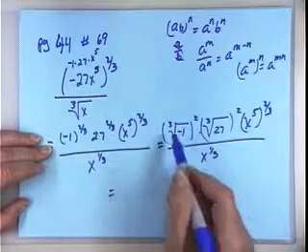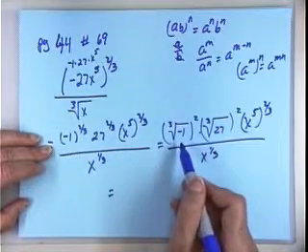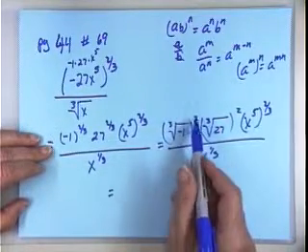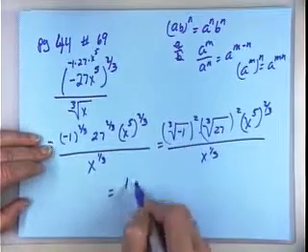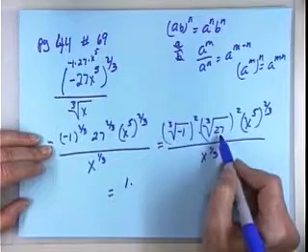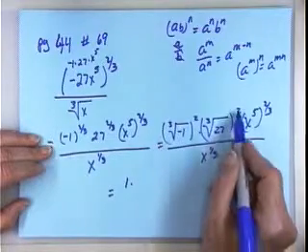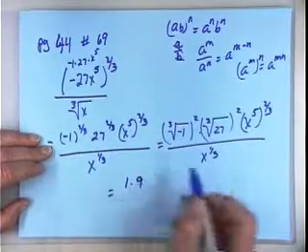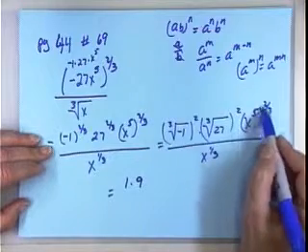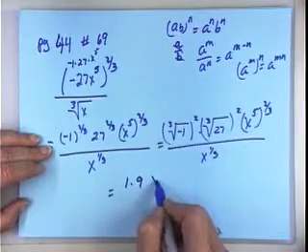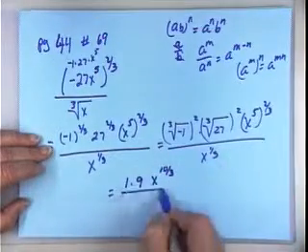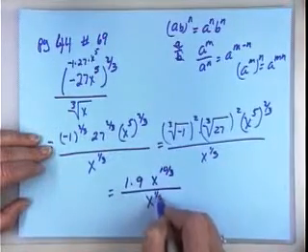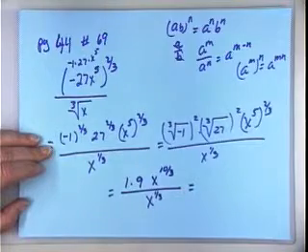All right, here we go. Cube root of negative 1, everybody? Negative 1, and then you square it and you get positive 1. Cube root of 27? 3. 3 squared is 9. And then x to the 5th raised to the 2/3 is x to the 10/3. And we have that over x to the 1/3.